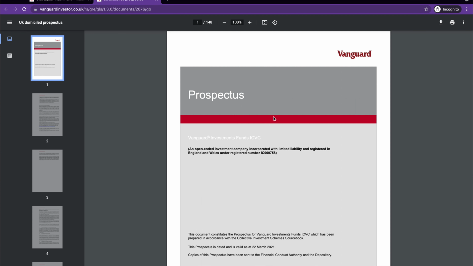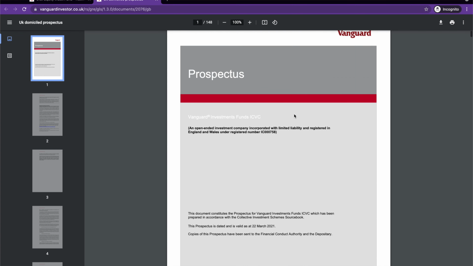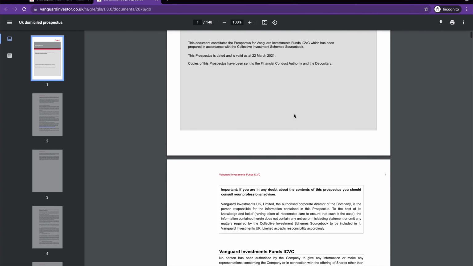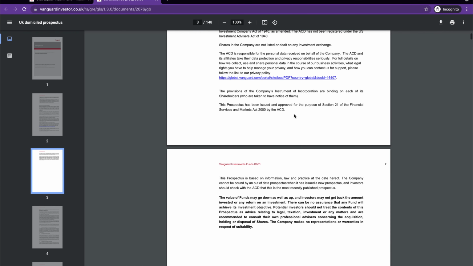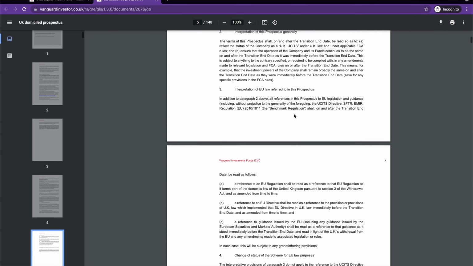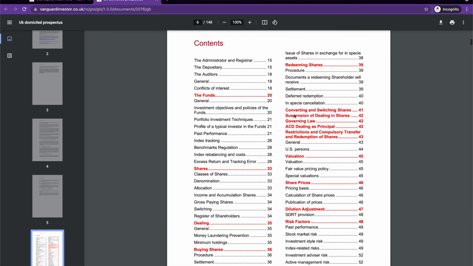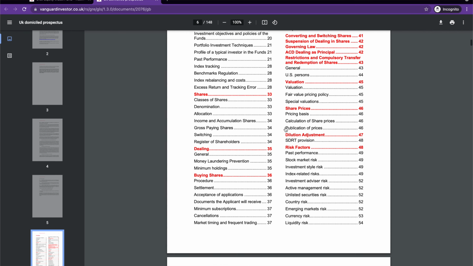In this case, as you can see here, this prospectus is actually a pretty long document. It's about 148 pages long, and it basically details everything there is to know about the investment products from Vanguard in this case. So everything there is to know around management fees, costs, performance of the funds, how they track particular benchmarks, how they track indexes, how they buy shares, how they sell shares, how they rebalance their portfolios.